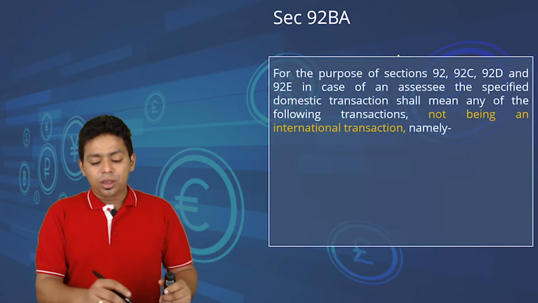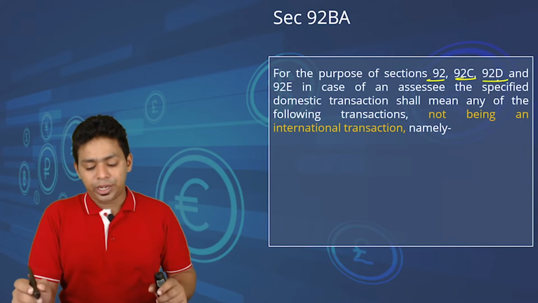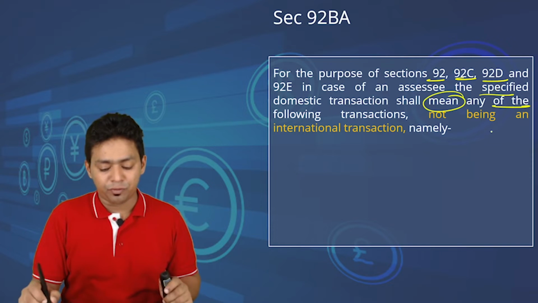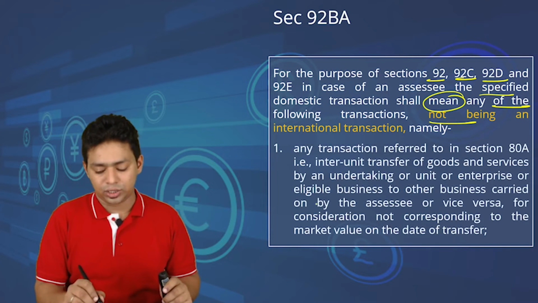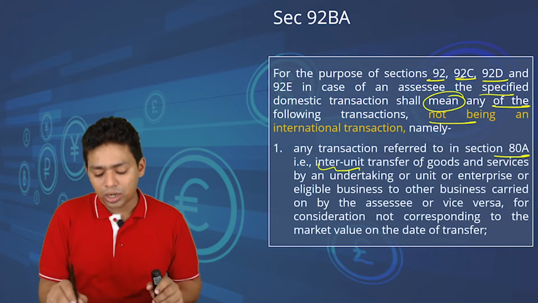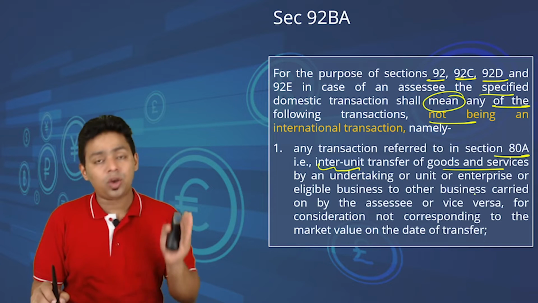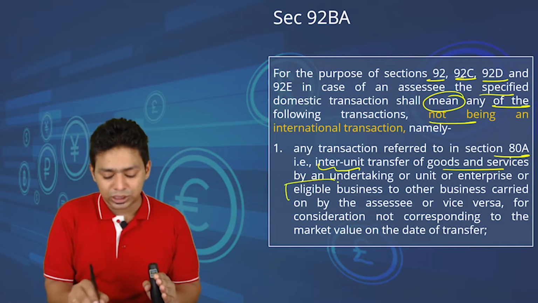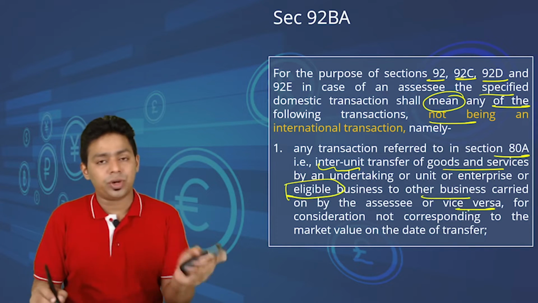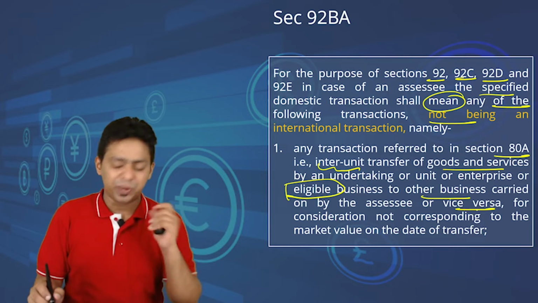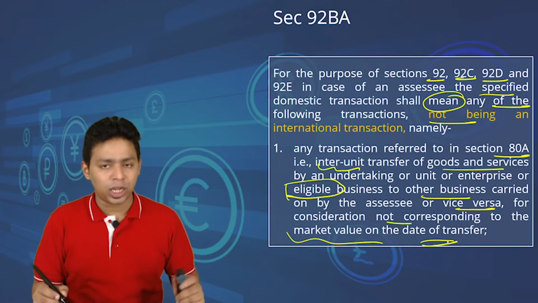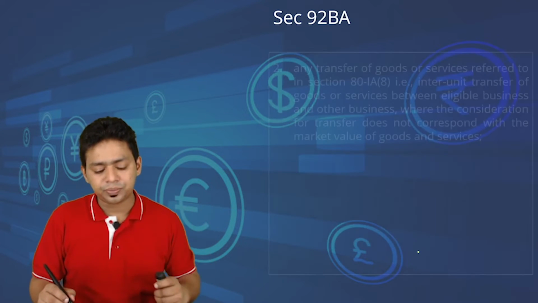For the purpose of sections 92, 92C, 92D and 92E, in case of an assessee, the specified domestic transaction shall mean any of the following transactions, not being an international transaction. Any transaction referred to in 80A, that is inter-unit transfer of goods and services by an undertaking or unit or enterprise or eligible business to the other businesses carried on by the assessee and vice versa. If it is a sale transaction, it can also be a purchase transaction, for consideration not corresponding to the market value as on the date of transfer. Obviously, you are manipulating your data.